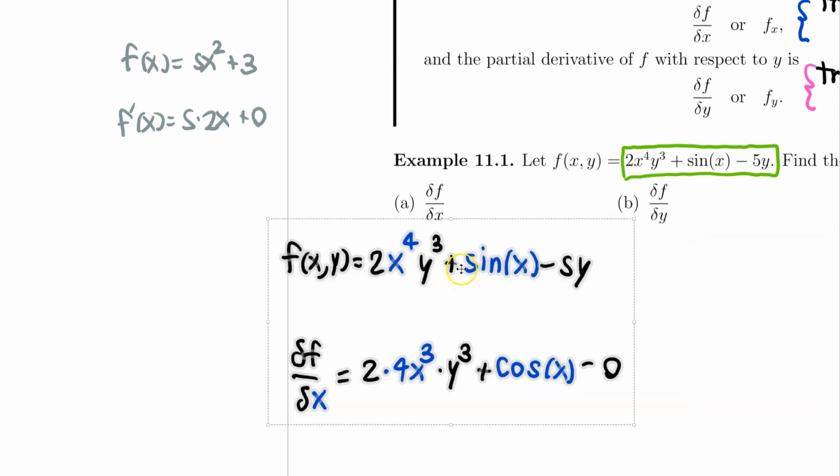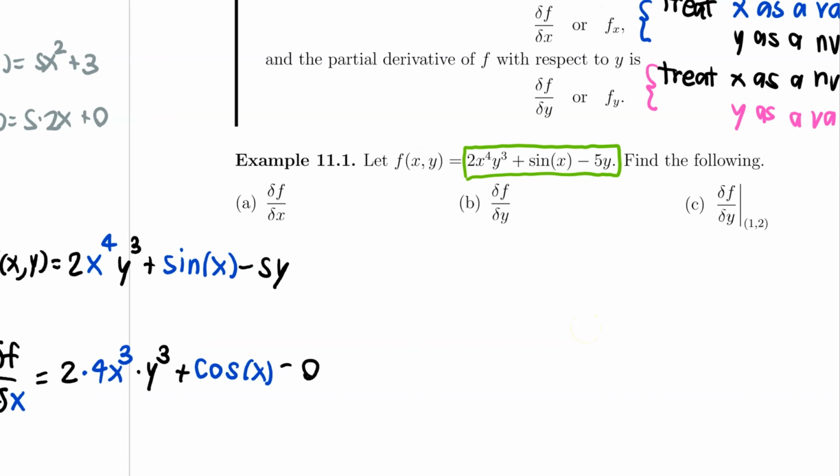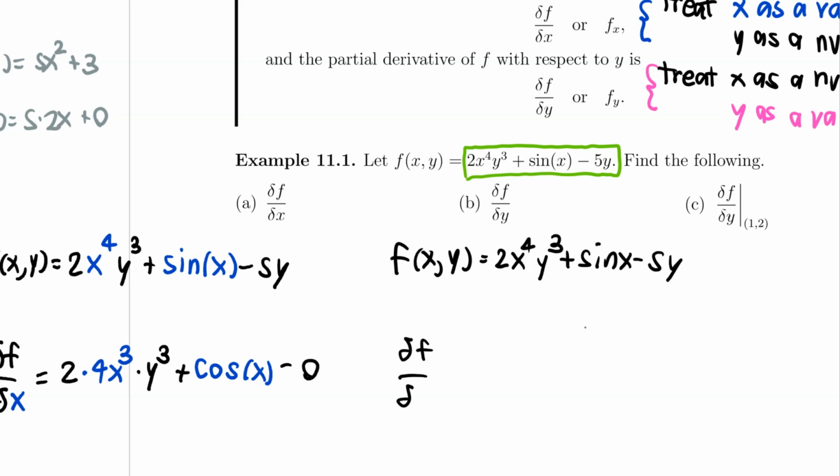Let's do the same thing with respect to y. Let me go ahead and copy the function that I have. It's going to be 2x to the 4th y cubed plus sine of x and then minus 5y. Now, if I want to take the derivative with respect to y, once again I'm going to think of y as a variable. So all the y's that I see are going to be variables and all the x's that I see are going to be just numbers.